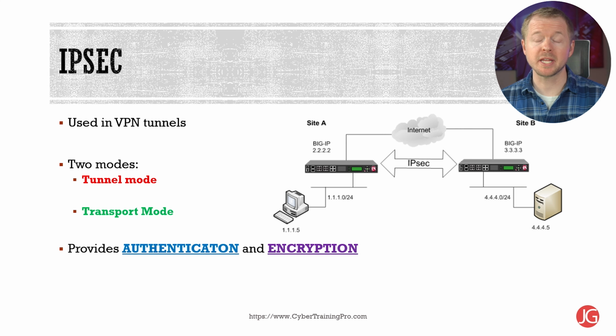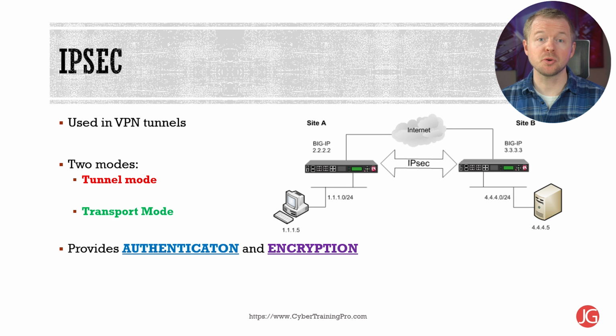IPsec is a protocol that we can use in VPN tunnels. Now there's two different modes that you need to know about when it comes to IPsec. The first is tunnel mode, which encrypts the entire IP packet. That means that if an attacker captures that packet, they're only going to see the source IP and destination IP of the VPN server, but they're not going to see the internal IP address. The second mode is transport mode, which only encrypts the payload and not the internal IP information. We might use this within our network, but not typically over a public network.